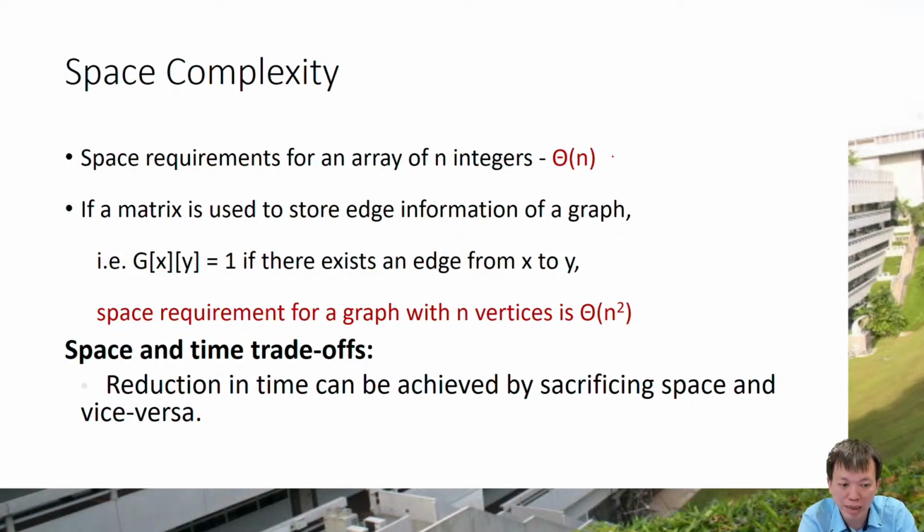When you improve your time complexity, sometimes your space complexity gets worse. Sometimes you want to improve the space complexity, then your time complexity gets worse. There is this kind of trade-off. So that is what we just briefly introduced: how to analyze the algorithm here. Okay.